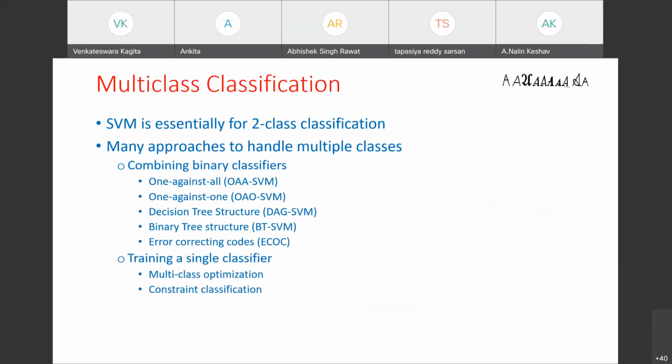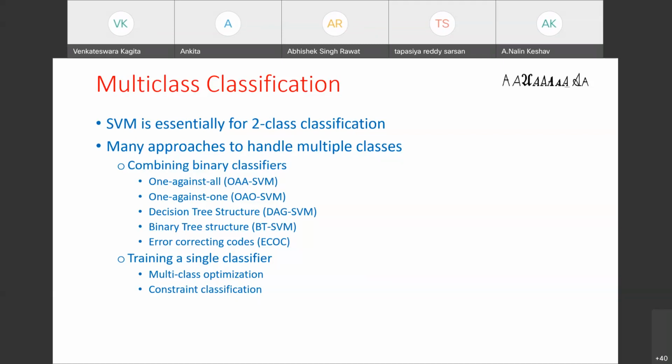SVM is a two-class classification problem, and there are many approaches for handling multiple classes. You can extend this binary SVM to multi-class SVM. You can combine multiple binary classifiers to solve the multi-class classification problem. One against all, one against one, decision tree structure, binary tree structure, and error correcting codes are the different ways that you can extend binary SVMs to multi-class SVM. I'll explain quickly one or two of these extensions.